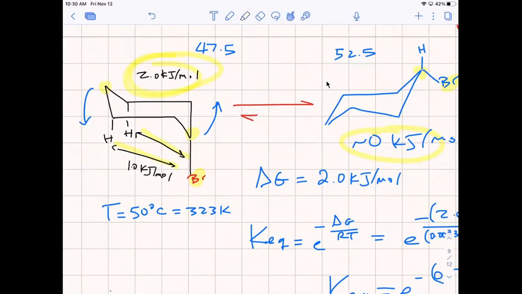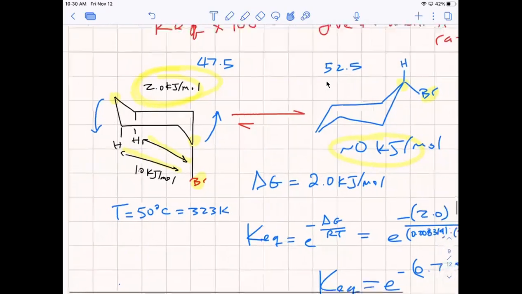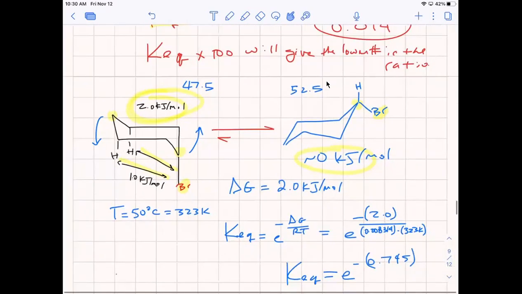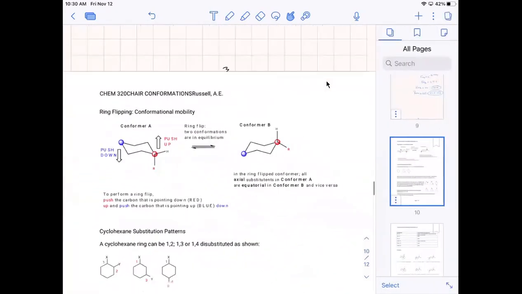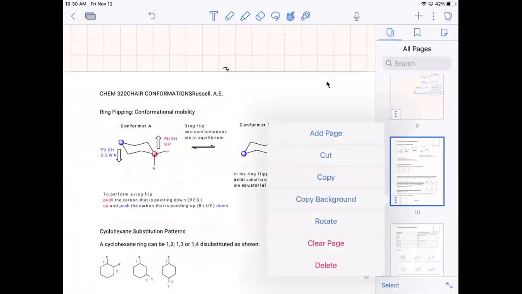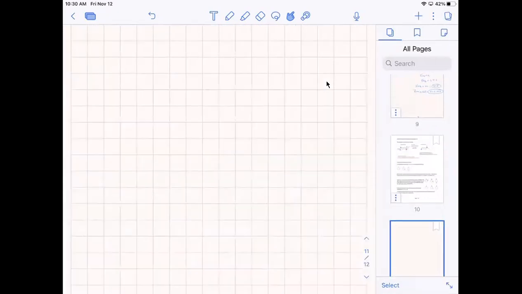All right. Let me introduce another type of chair. We're going to talk about it for a second, and then that's actually going to be the last thing we discuss. I want to talk about a chair that's disubstituted.